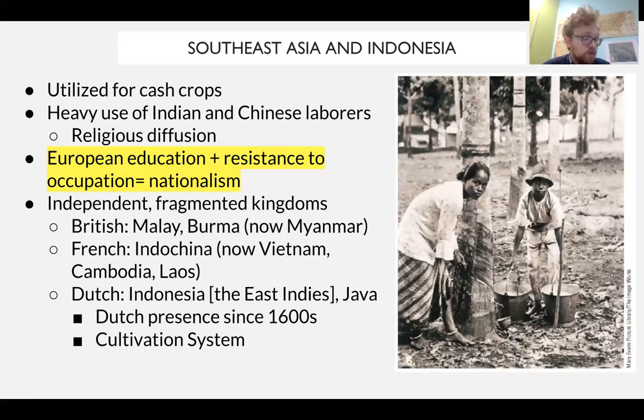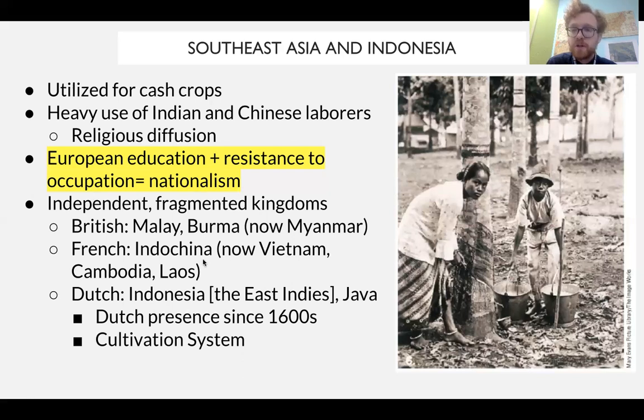The British are going to control places like the Malay states, modern-day Malaysia. And the British also have a presence in Myanmar, or what they called Burma. And remember, Burma is kind of a buffer zone for the British in India. They want to defend India from, you guessed it, the French.